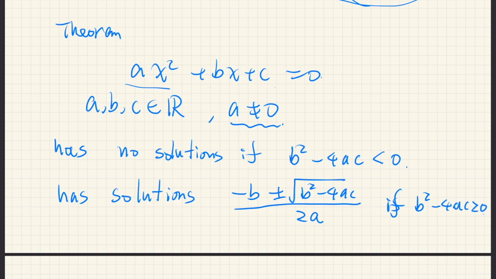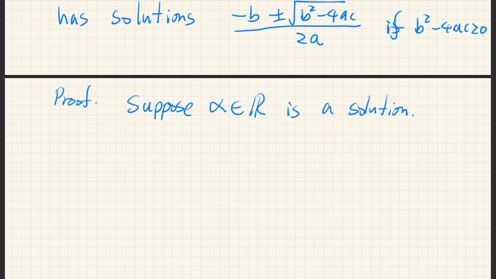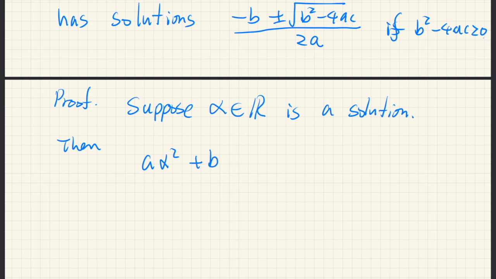So let's prove this formula. Proof. Suppose alpha, which is real, is a solution. We first assume some real number alpha is a solution. Then since this is a solution, that means if we substitute alpha into x, we have a alpha squared plus b alpha plus c is equal to zero.